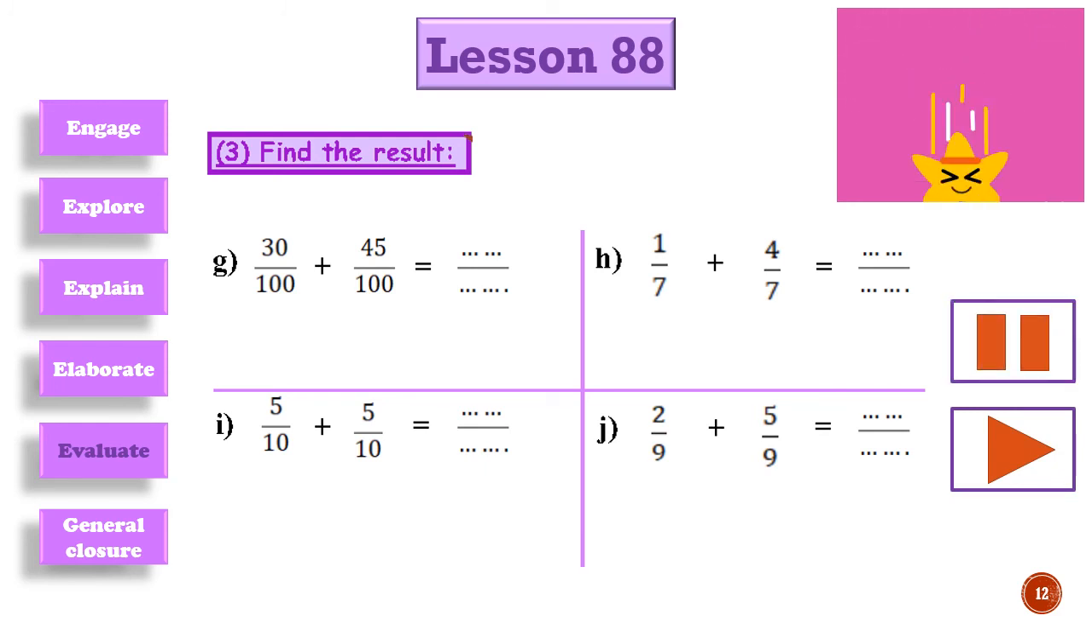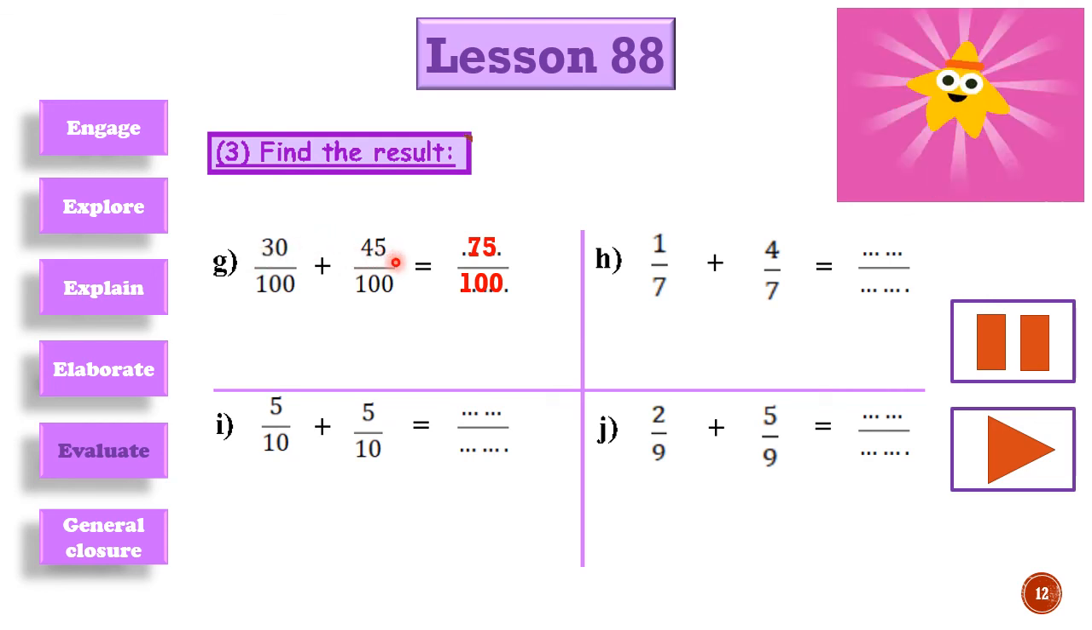Now let's go to our evaluation on this board. Just press pause, then press play to listen to our explanation. Here we have in the first one 30 hundredths plus 45 hundredths. Then we put the denominator as it is like this and add the numerators. 30 plus 45 equals 75.